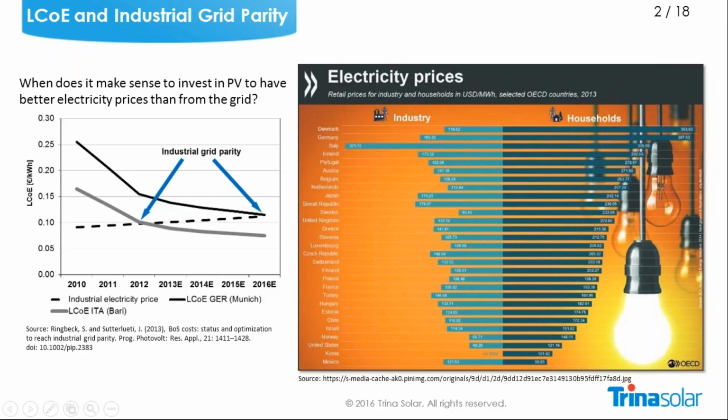Here on the graphs we showed the levelized cost of electricity for two different locations, one in Italy in Bari and another in Munich, and we can also see the break-even points. On the other side, you see an overview of the electricity prices in Europe, which we took as the base for today's session, so that we can really discuss: have we really achieved it, and where do we stand within Europe?